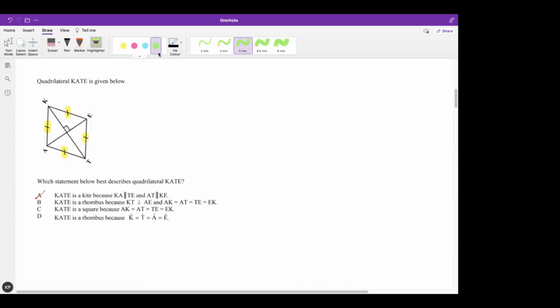Okay, let's see. Now we have a property that is very special over here. The diagonals are bisecting at 90 degrees. Do the diagonals bisect at 90 degrees for a square? For a square? Are you sure? We need to know our properties. No, they do not, guys. They do not bisect at 90 degrees for a square. So this shape has to be a what?